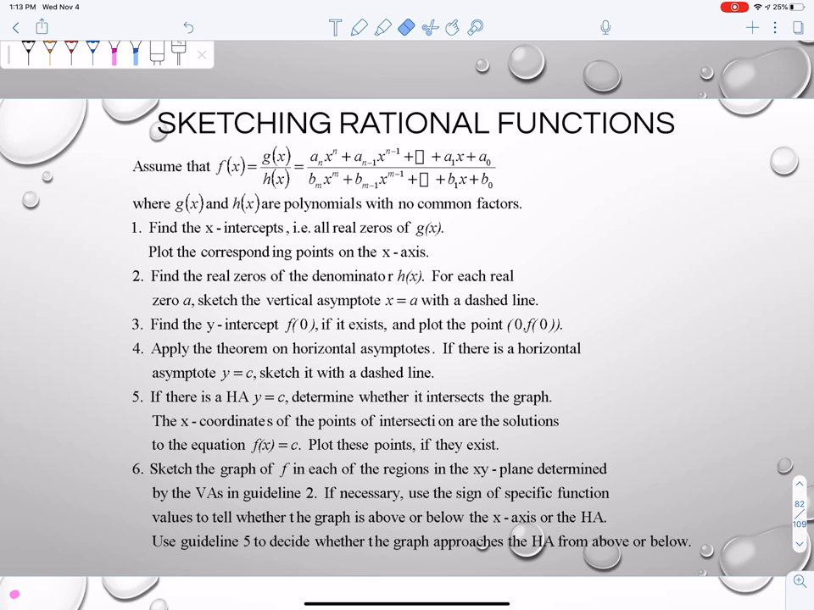Step three, you're going to find the y-intercept f of 0, if it exists, it doesn't always, and plot the point 0, f of 0. So you're going to plot that y-intercept, all right? The nice thing is that your y-intercept is typically going to be a ratio of your constant terms if you have them.